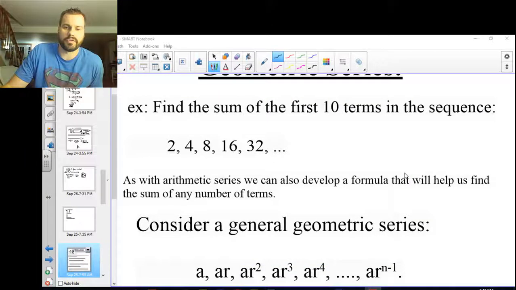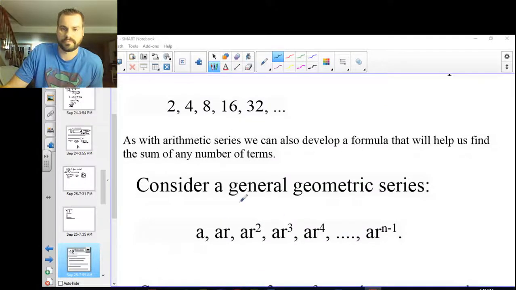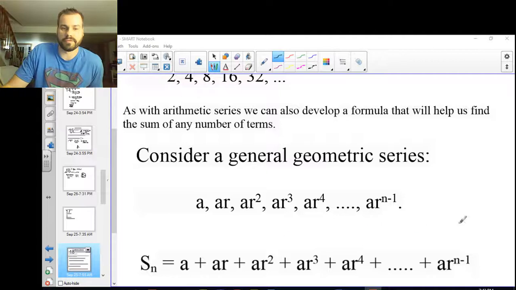So we're going to think about this for a second in terms of a geometric series. Actually, this is a sequence, right? But imagine this is my series. So I'm going to add them up, and it's A, and then AR, and then AR squared, and then AR cubed, and then AR to the fourth, all the way up to AR to the n minus 1, right? That would be the series. That would be what the terms were.